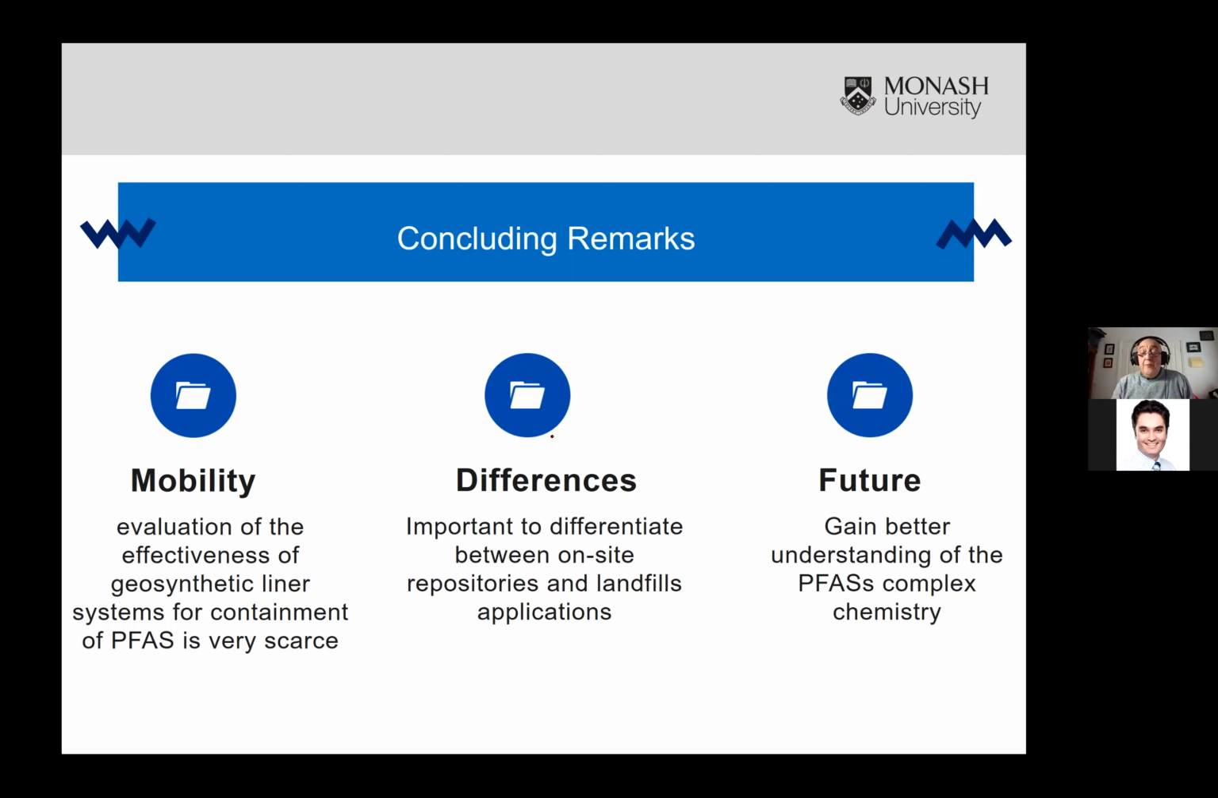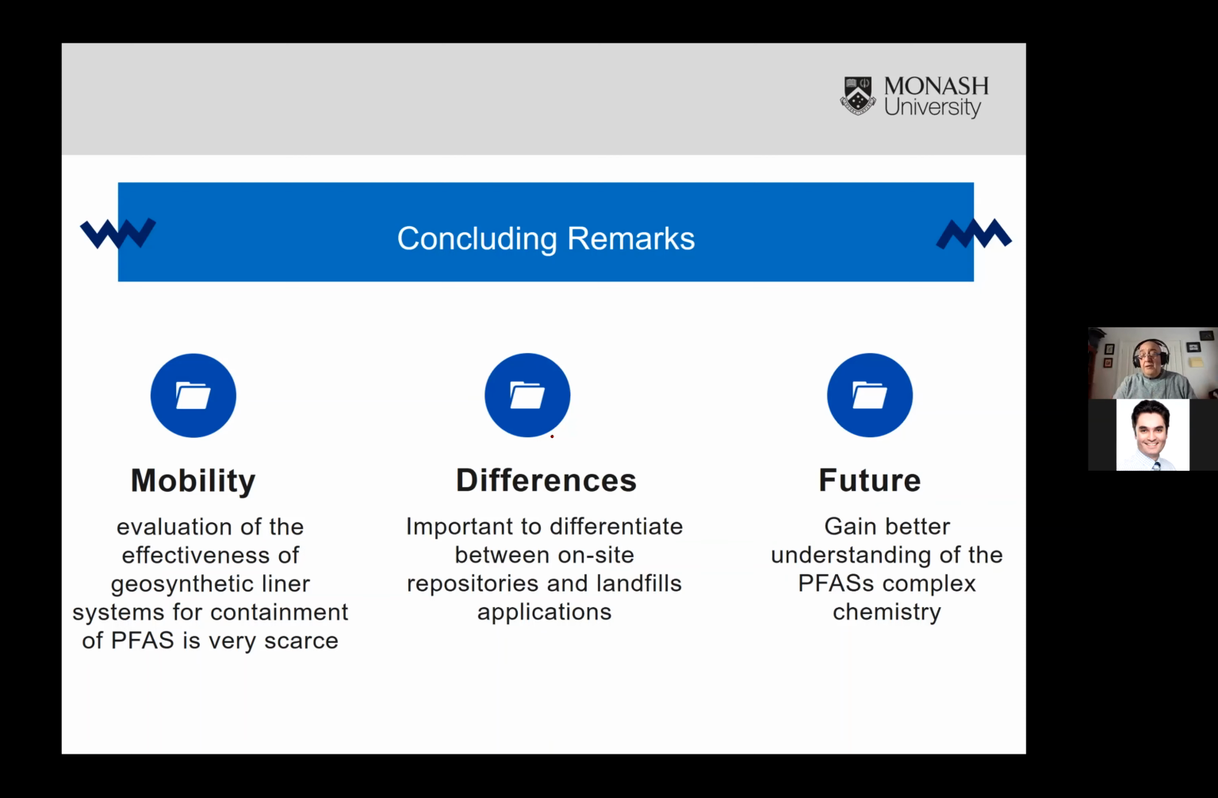Now, in terms of where we need to go, from our point of view, it's very important to gain a better understanding of the PFAS complex chemistry. It is the key for the solution. Once you understand the chemistry of the material, then you are able to deal with the next stage, and that is obviously making sure that the material you select is compatible. And this can become more challenging once we account for the presence of other contaminants in the leachate mix.